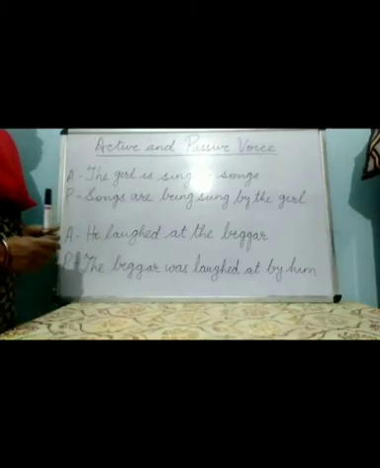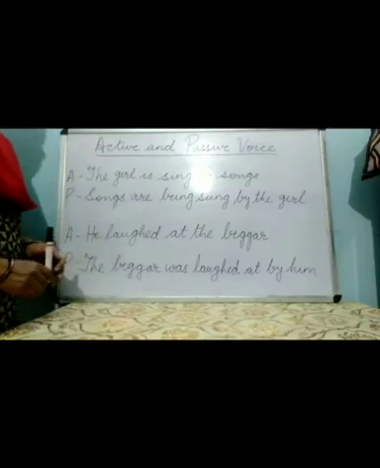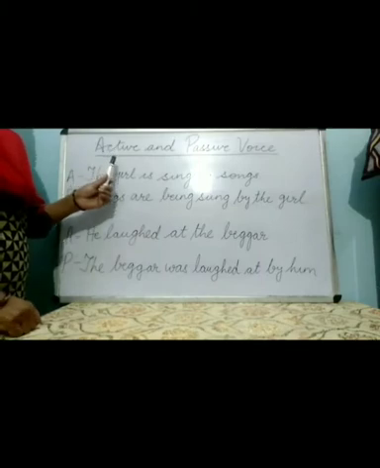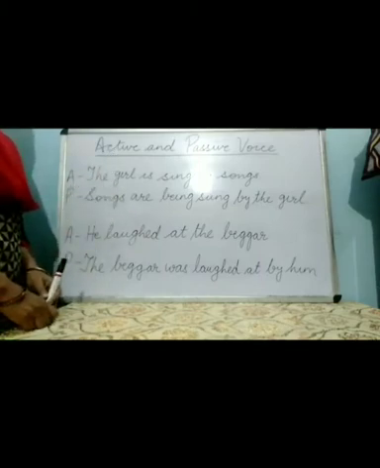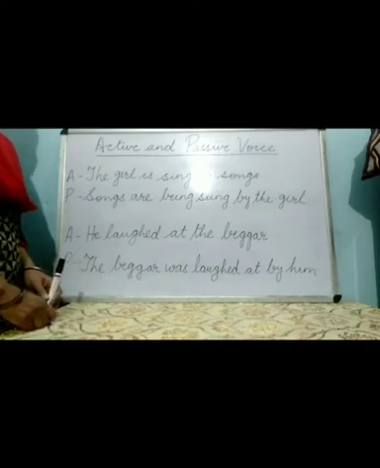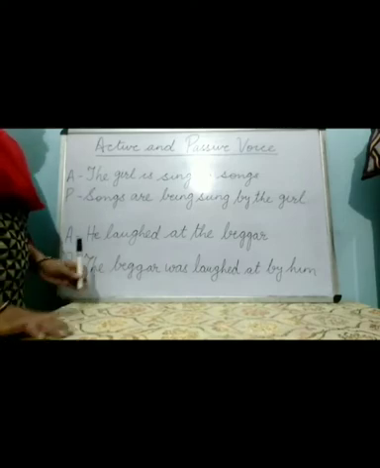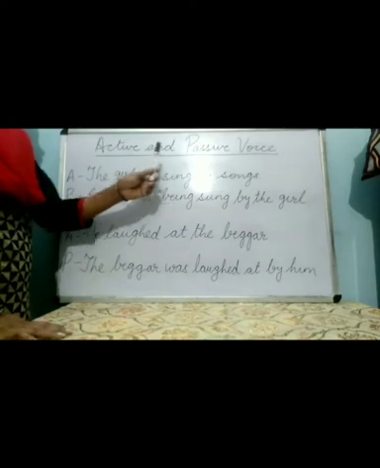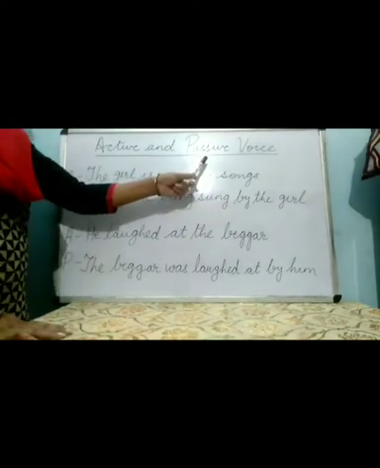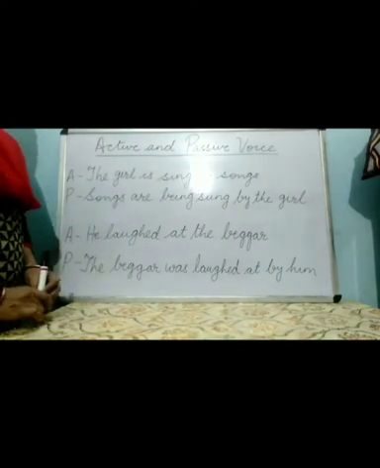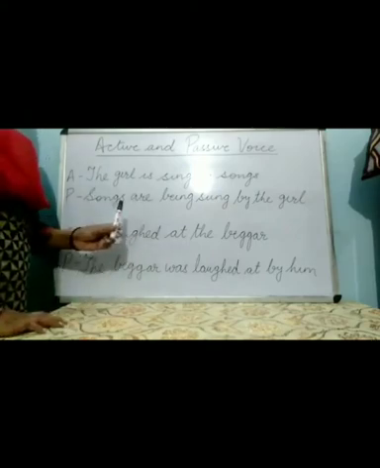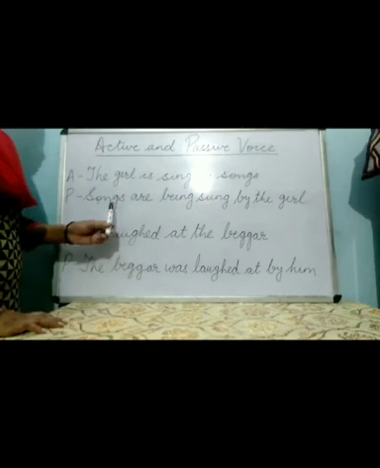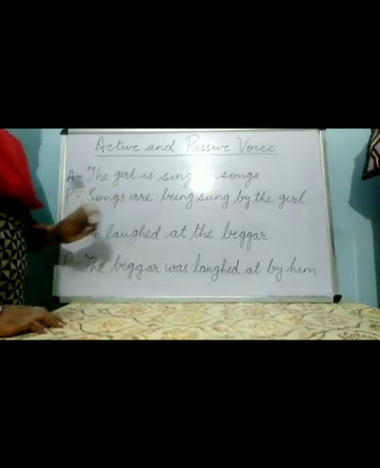First I will define what active and passive voice is. Active voice is that when the verb of the sentence tells us that the subject is doing something. That is, the subject is the doer of the action. And passive voice is the sentence in which the verb tells us that something is being done to the subject. That is, the subject is the receiver of the action.